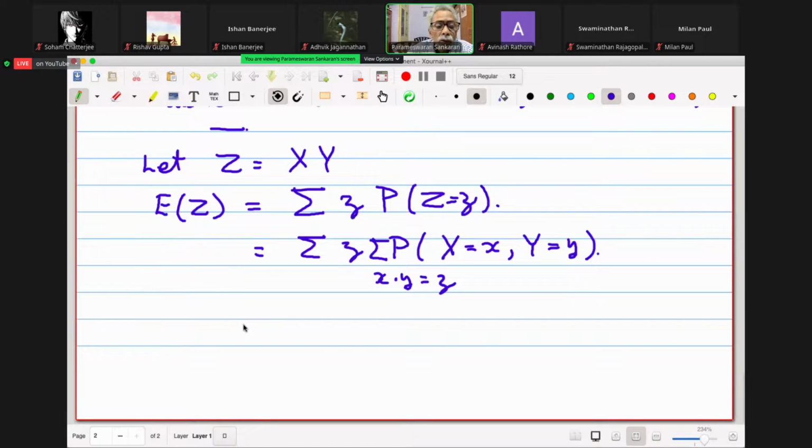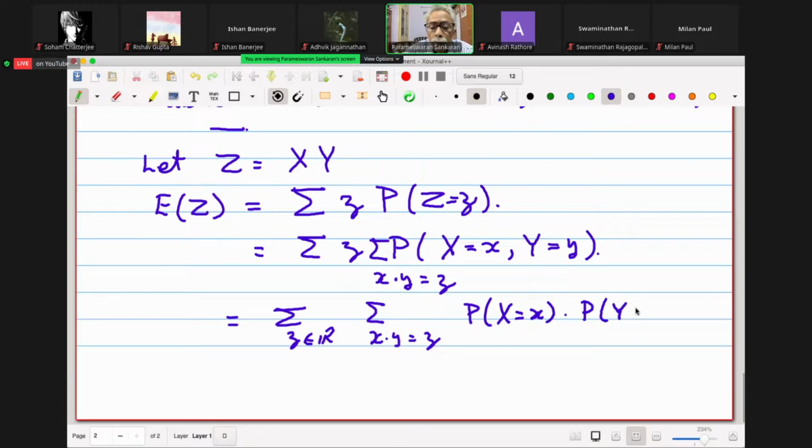But now this is equal to the summation over z in real numbers, of course, and summation over x comma y such that xy is equal to z. Now here you use independence: probability of X equals x and Y equals y is probability of X equals x times probability of Y equals y. Sorry, I left out a z here. And now you change the order of summation.